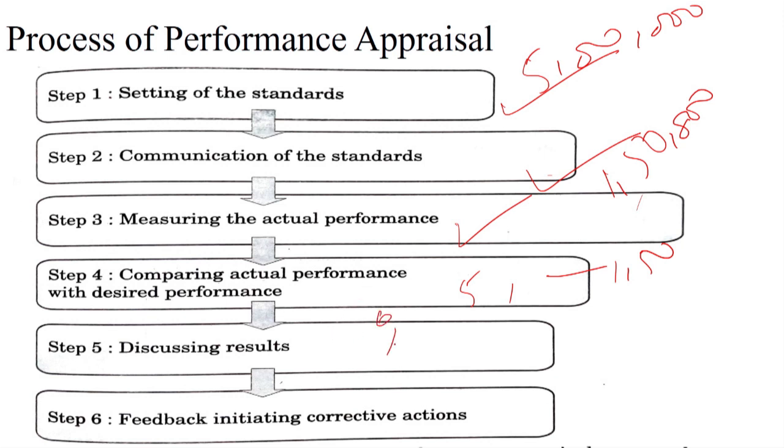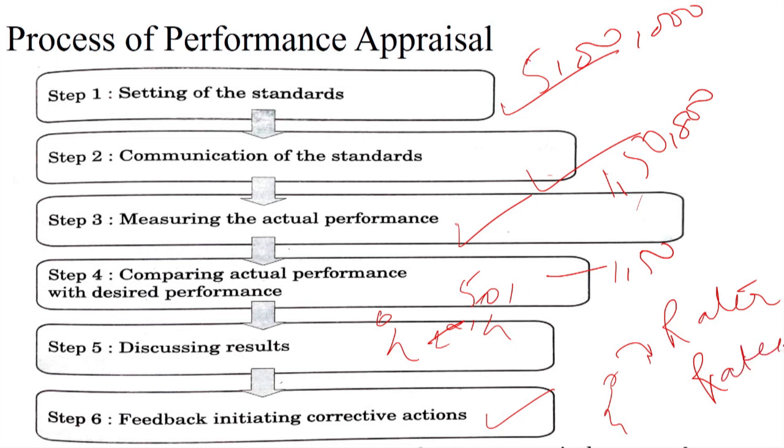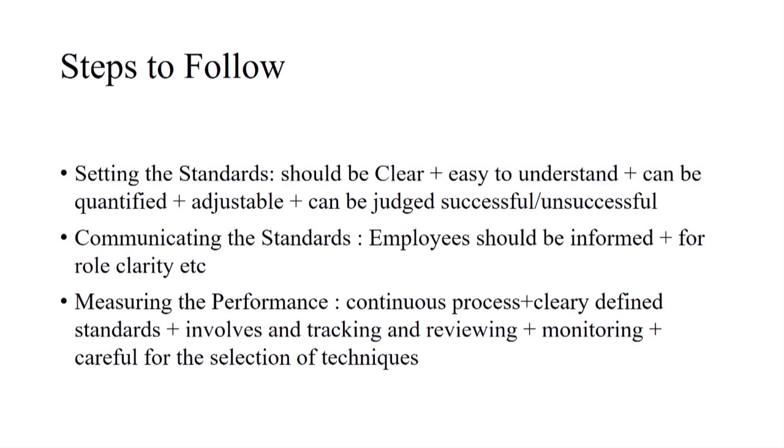Then again, when the rater and the ratee are sitting across the table, they understand what was expected out of you, what you have done, what the loopholes were, where you have gone wrong, or what steps you would take to improve your performance in the coming times. And lastly, the feedback, initiating corrective actions. Again, the suggestions can be given by the rater to the ratee, or the ratee can say, maybe in coming times I may be performing like this or like that.